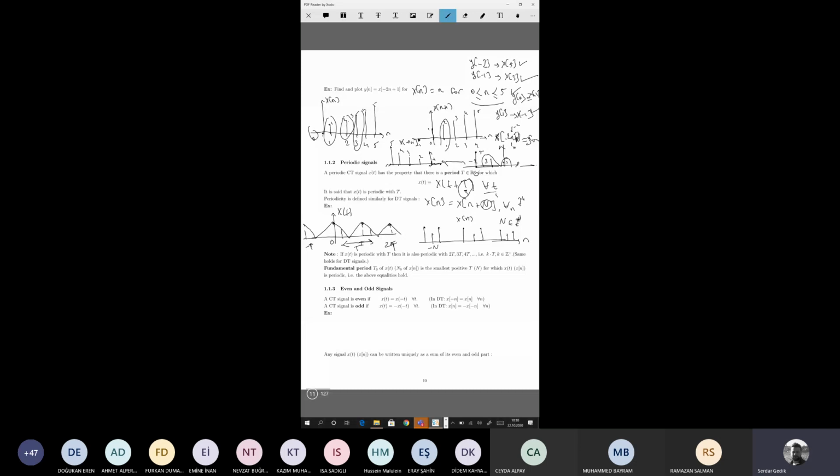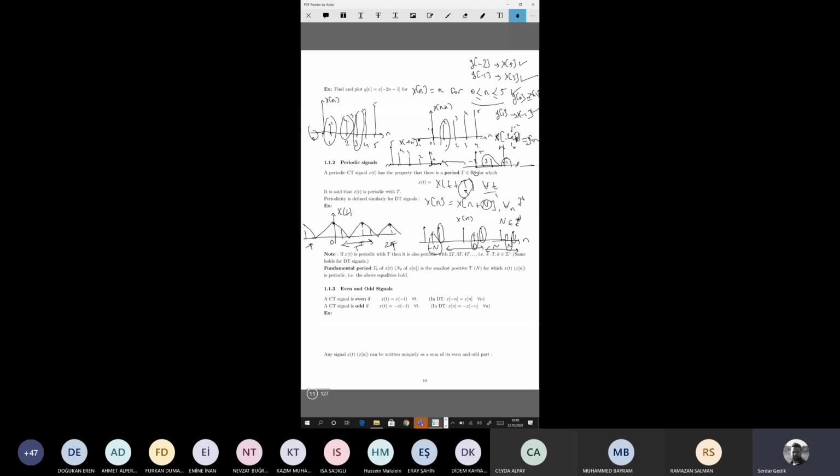Let's say this is minus N, this is 0, this is capital N. You see the value at minus capital N is equal to the value at 0, it's equal to the value at N. The value at, let's say, minus N plus 1 is equal to the value at 1, and it's equal to the value at N plus 1. So the difference between all of those samples is capital N. So the signal repeats itself with the period capital N, being an element of the positive integers.